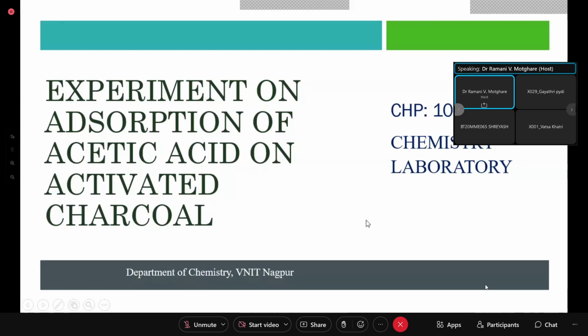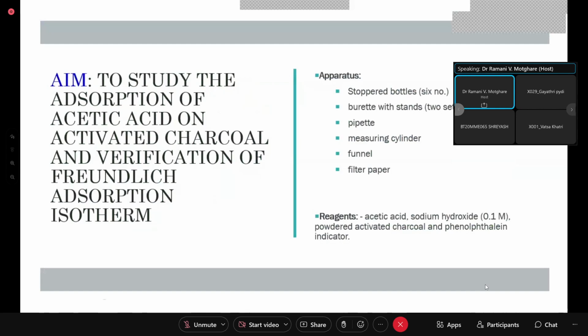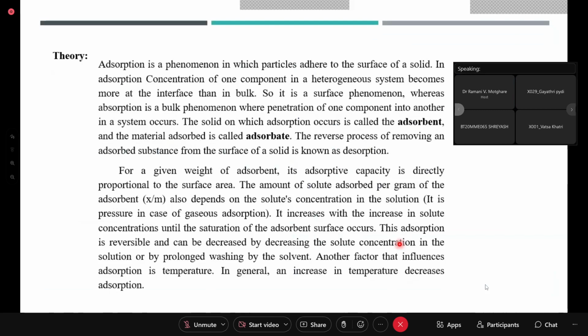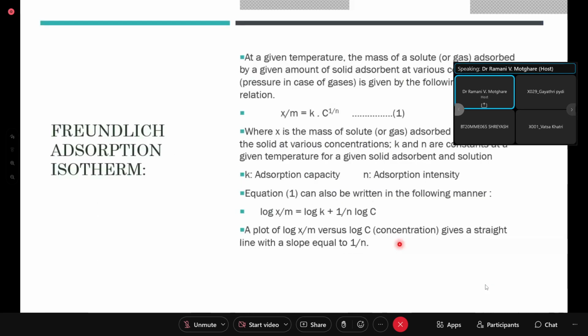Now this experiment is to verify the Freundlich adsorption isotherm. So you would need 5 conical flasks, 5 burette stands, pipette, measuring cylinder, funnel, filter paper, and so on. We have already discussed what is an adsorbent and what is an adsorbate. So here, according to the Freundlich adsorption isotherm, which is an empirical equation without any theoretical backing, x by m, where x is the amount of adsorbate adsorbed on m gram of adsorbent, is equal to k into c raised to 1 by n.